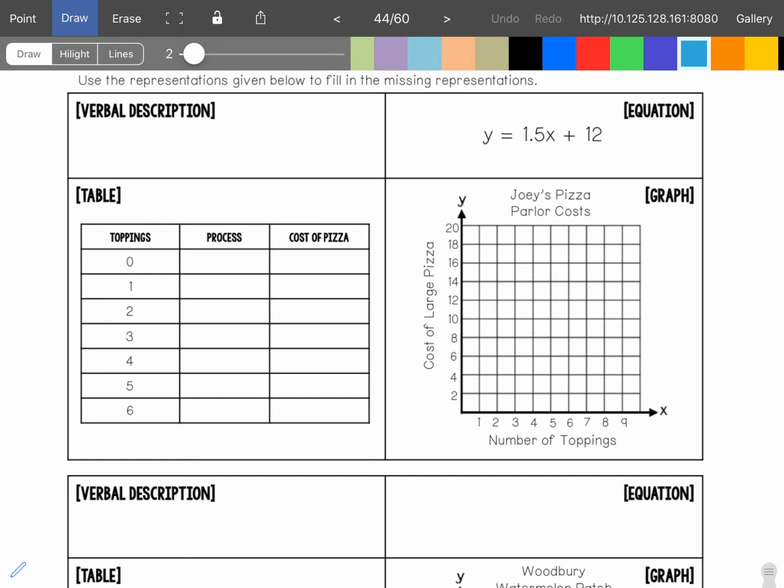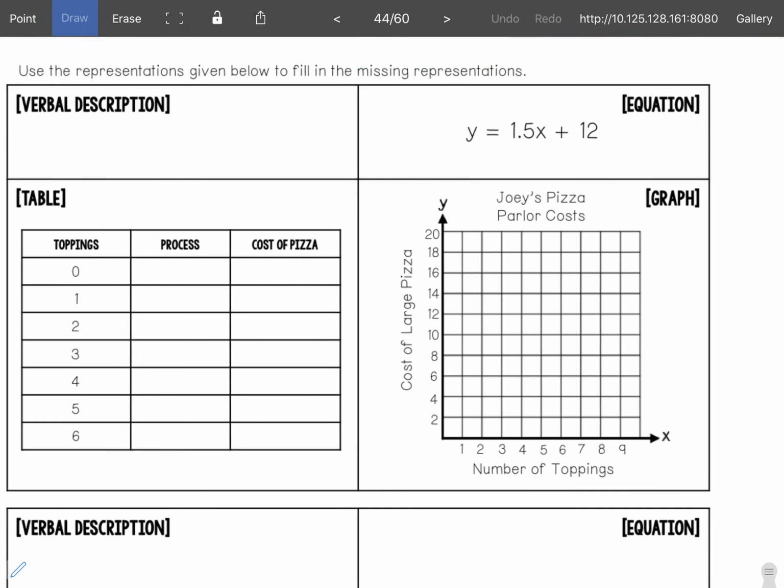All right, let's go to this page. Looking at the next one here, we have no verbal description. We've got an equation, we've got a graph here, and we've got part of a table. So this is Joey's Pizza Parlor, and they're talking about the number of toppings and the cost of the pizza. If we look up here, we've got 12, and then 1.5, which could be $1.50 if we're talking about pizza toppings.